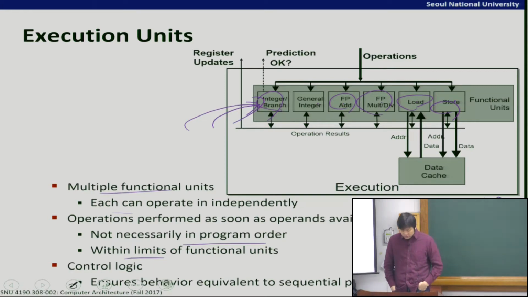Control logic, of course. If you remember, whenever you do pipelining, the correct behavior is that your program output must be the same as if you ran the program in sequence, like on a sequential version of the processor, right? That's the correctness measure of a pipelined processor. So this control logic ensures behavior equivalent to sequential program execution. I mean, you execute the instructions one by one.